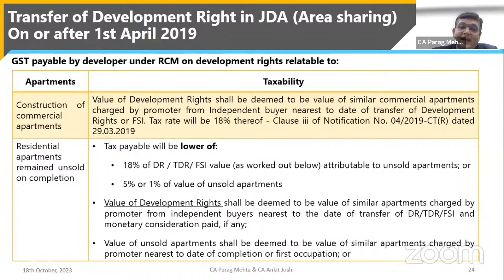So for the 20% area which is unsold, the value shall be deemed to be the value of similar apartments charged by the promoter nearest to the date of completion or first occupation. For development rights, it is similar apartments charged by the promoter nearest to the date of transfer of development rights. But in case of unsold apartments, it shall be at the date of OC, the value of similar apartments charged by the promoter. So 18% of the development rights attributable to unsold apartments, or 5% or 1% of the value of unsold apartments, whichever is lower, would be the tax payable at the time of OC.